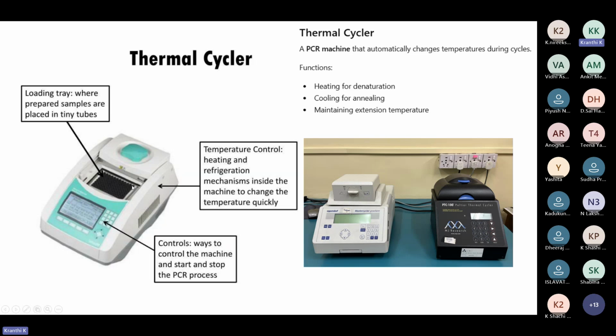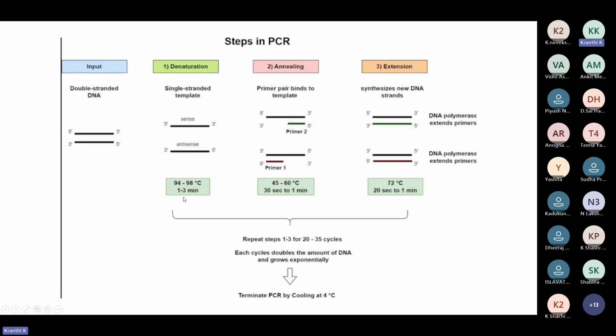In the thermal cycler, we have the places where cuvette holders are. So the loading tray is where prepared samples are placed in tiny tubes. Then temperature control: heating and refrigeration happen, with mechanisms inside the machine to change the temperature quickly. Then there is a screen. In the screen, we have to adjust the settings. What adjustment should we do? 94 to 98 degrees for 2 minutes. Then later 45 to 60 degrees for 30 seconds, like this.